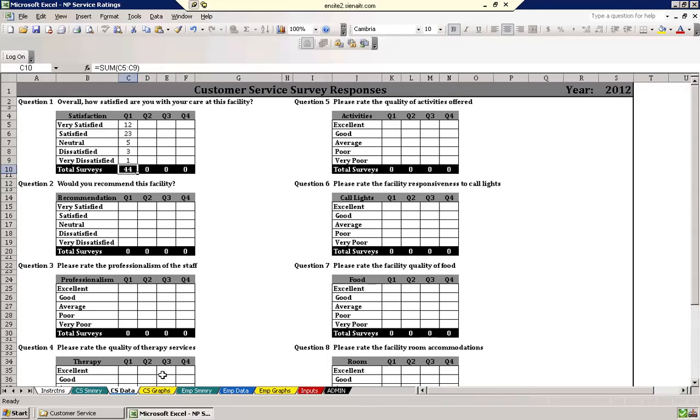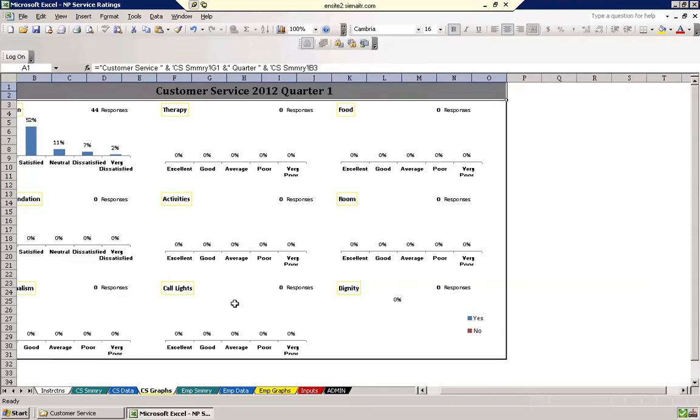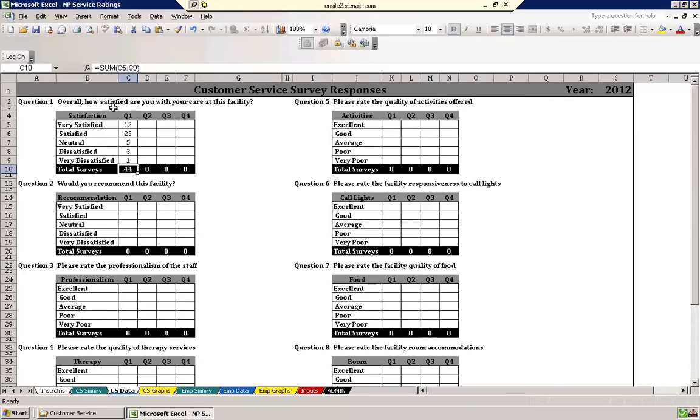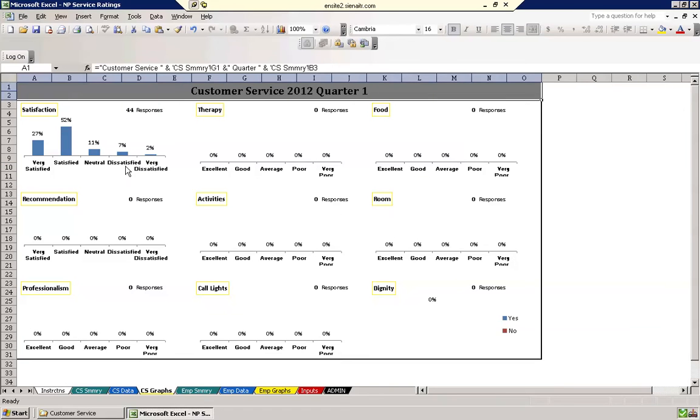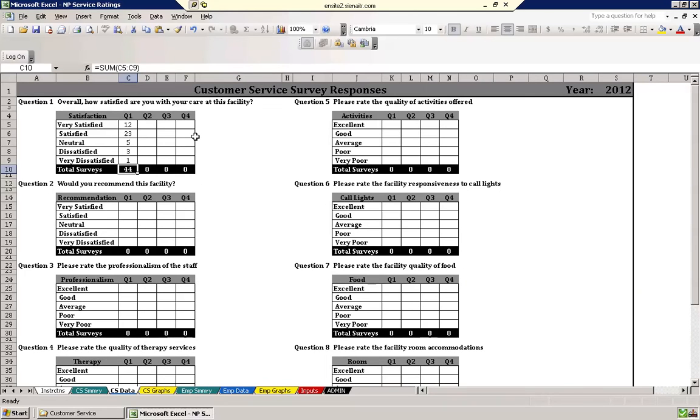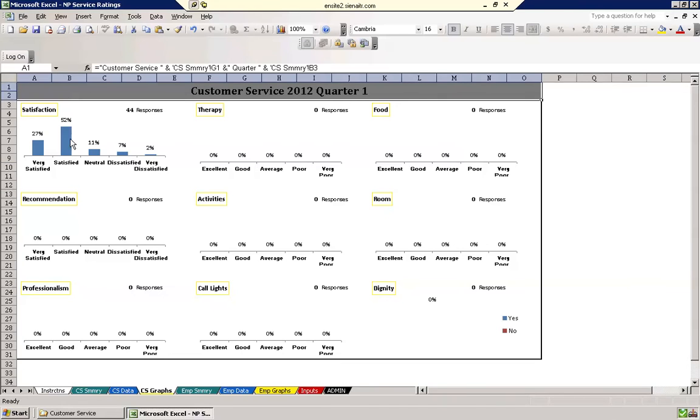If we go over here to the yellow tab where it says CS Graphs, we find out that we had 44 responses, and for the satisfaction question we had 27% that were very satisfied, 52% that were satisfied, 11% that had no opinion, they were neutral, and 7% that were dissatisfied, and 2% that were very dissatisfied. So all of the information that we entered into here was transferred over to here, and it shows up as a percentage. So here it's entered in as a raw number, a total number, and here it shows up as a percentage. It's automatically calculated as a percentage.